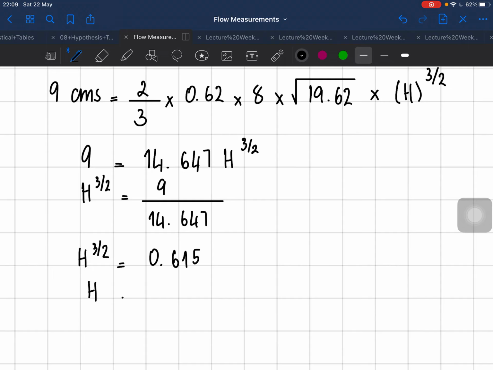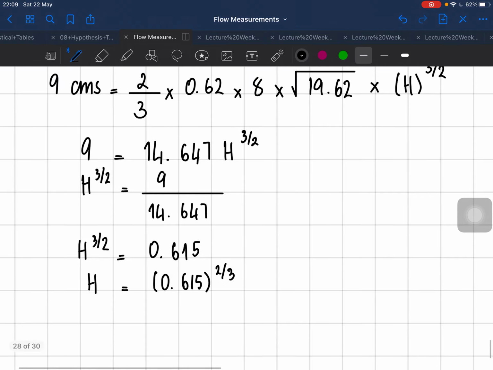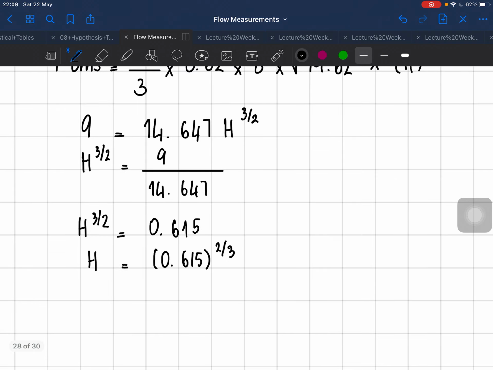H to the power 3 over 2, H equals 0.615 to the power of 2 over 3. So the answer for H is 0.672 meters. So now we need to find the height of the weir.